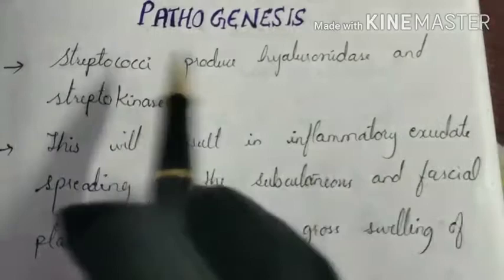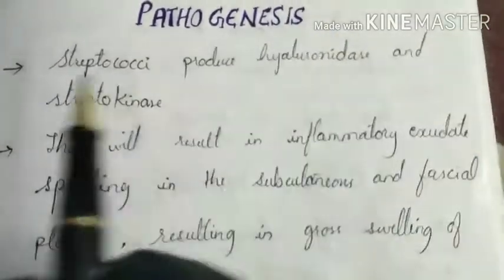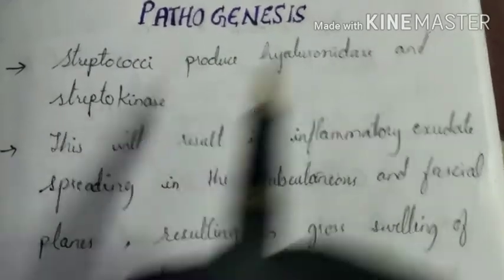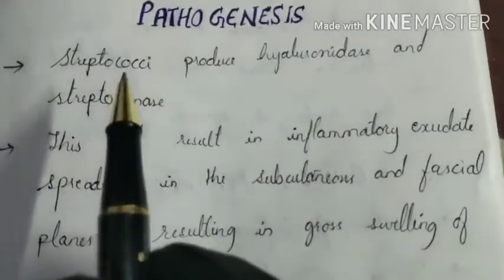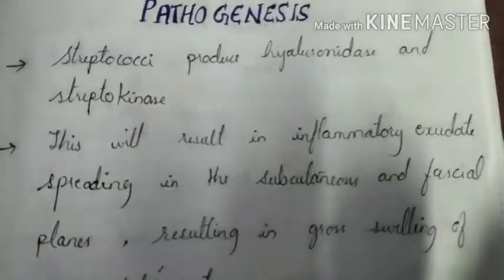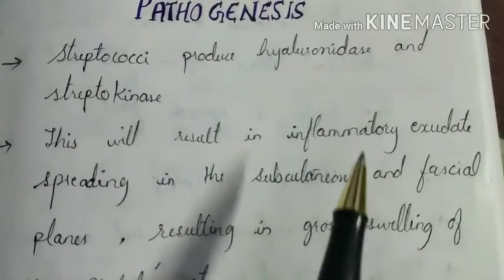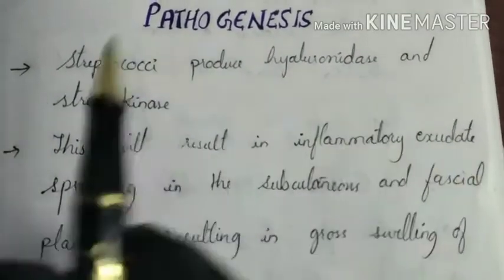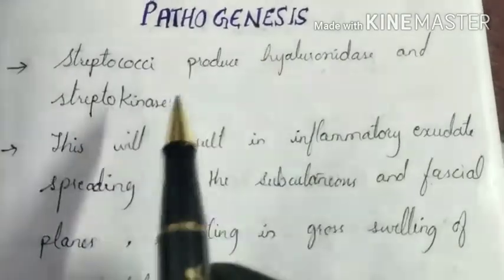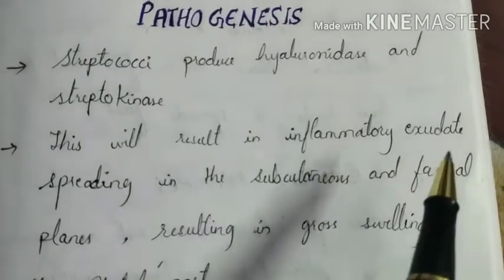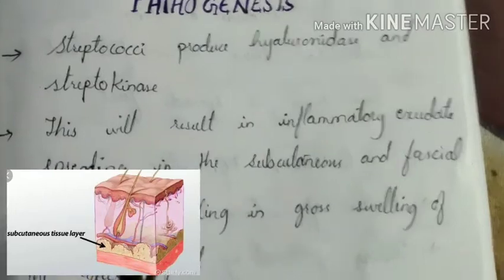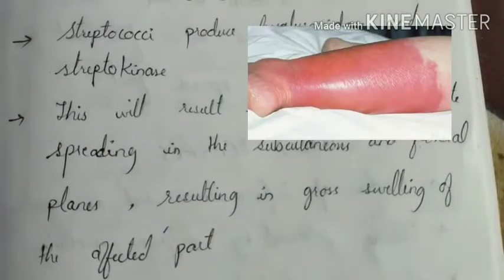Next, moving on to the pathogenesis of cellulitis. Here the hemolytic streptococci will produce hyaluronidase and streptokinase. These are enzymes. Because of hemolytic streptococci, there is infection. Infection will result in inflammation. Because of inflammation, there is production of inflammatory exudate. The hemolytic streptococci produce these two enzymes, which will result in spreading of this inflammatory exudate in the subcutaneous layer and in the facial planes. Ultimately, there is gross swelling in the affected part.